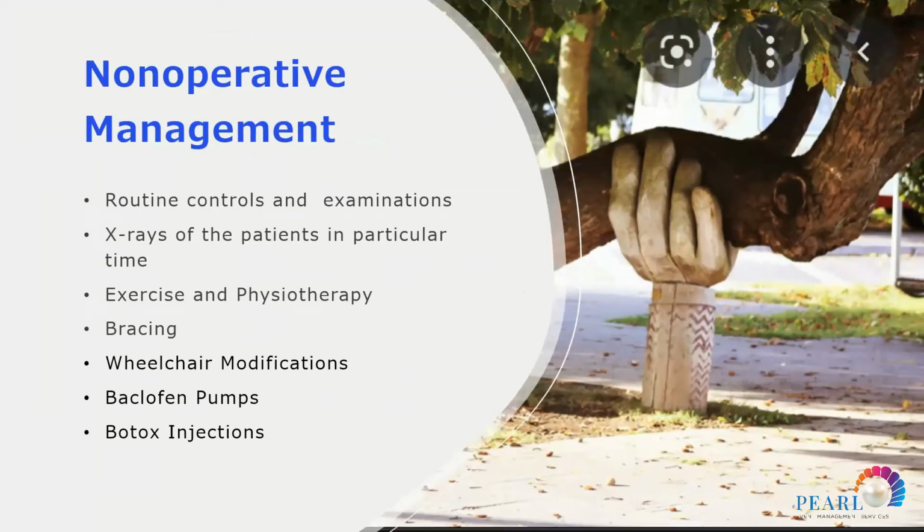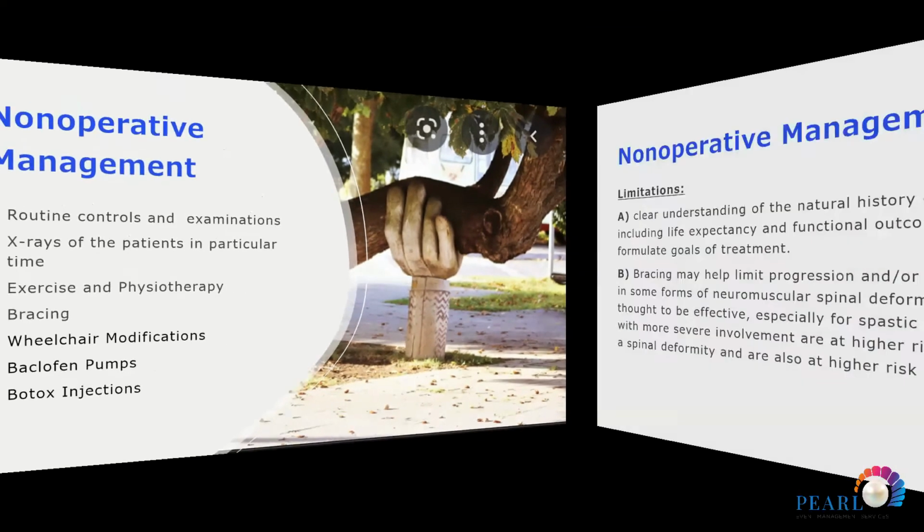Conservative treatment of neuromuscular scoliosis, as with normal scoliosis: we have to see the patient regularly, make examinations, and make regular X-rays, exercises and physiotherapy, bracing, wheelchair modification, baclofen pumps, and Botox injection, which also have a good influence on the progression of the scoliosis.